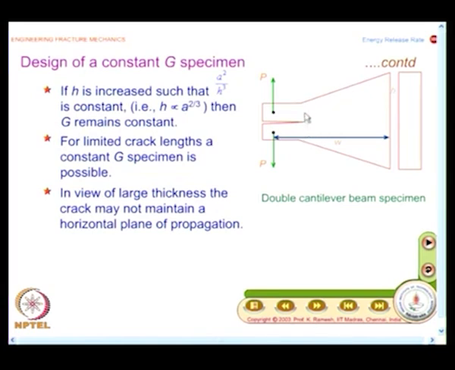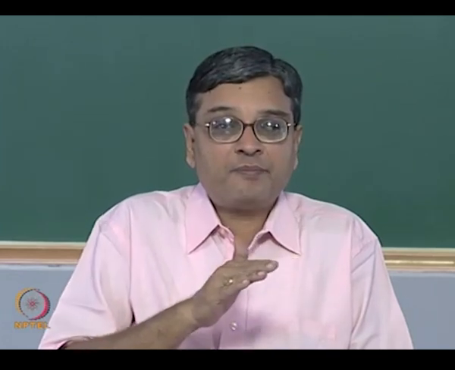And when the height is varying along the crack length, one of the issues you have to pay attention to when you perform an experiment is that you would like the crack to go in the same plane. You do not want the crack to deviate, because then the analysis becomes difficult.